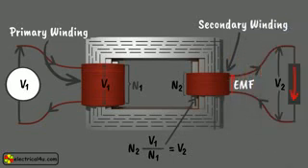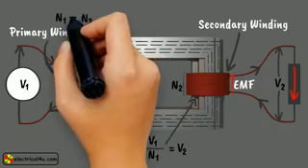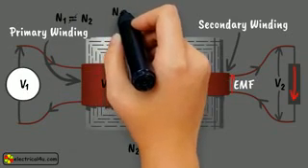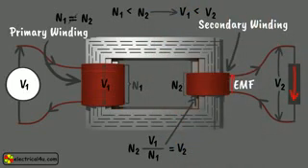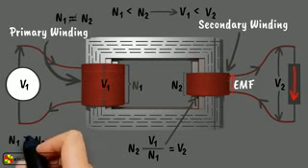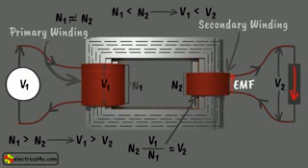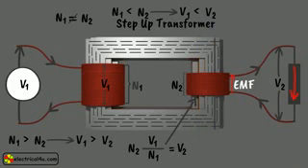If the number of turns of secondary winding is not equal to that of primary winding, that is, if N2 is not equal to N1, then secondary voltage of the transformer is different from primary voltage. Now, if N2 is greater than N1, the secondary voltage will be more than primary voltage. On the other hand, if N2 is less than N1, the secondary voltage is less than the primary voltage. The former is called a step-up transformer, and the latter is called a step-down transformer.